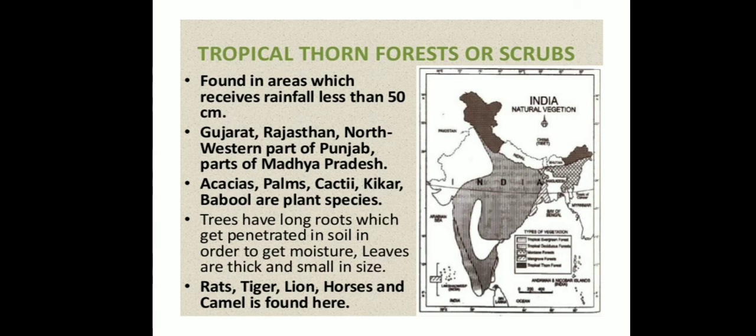Trees have long roots which penetrate the soil in order to get moisture. Leaves of these trees are thick and small in size. Animals like rat, tiger, lion, horses and camel are found in these deserts.